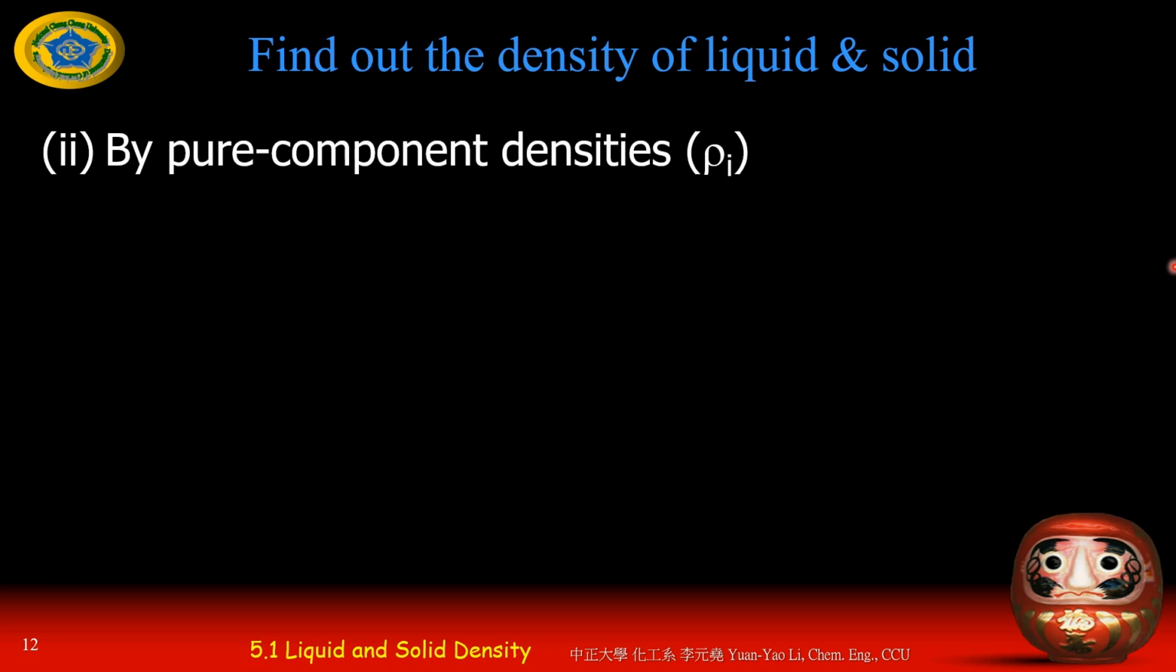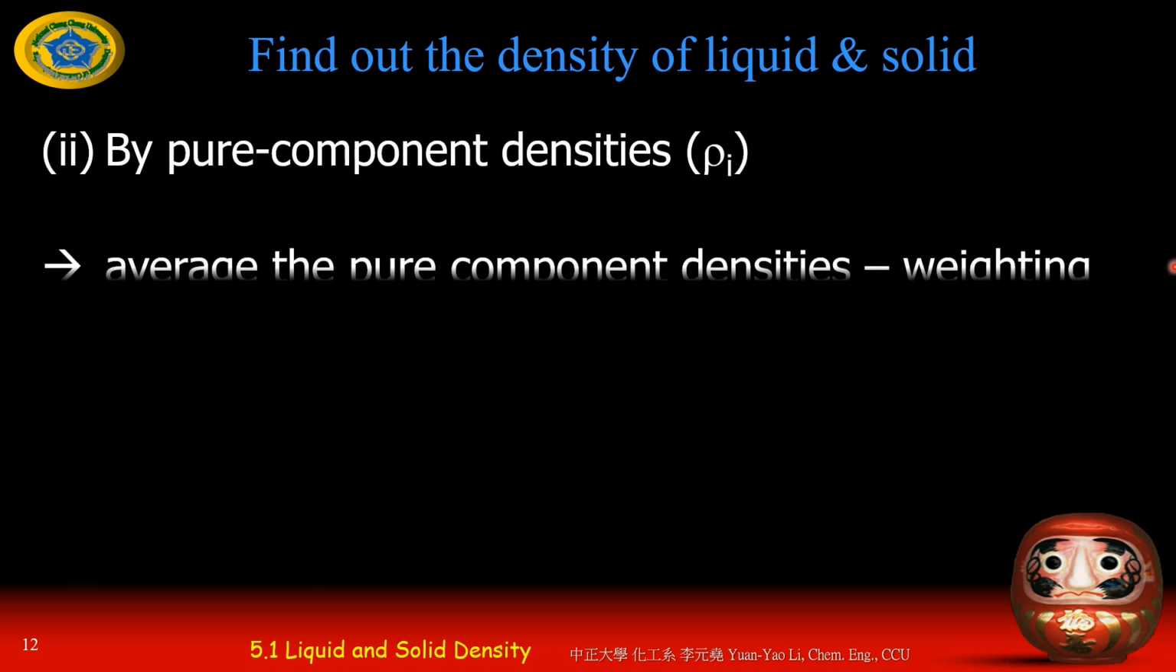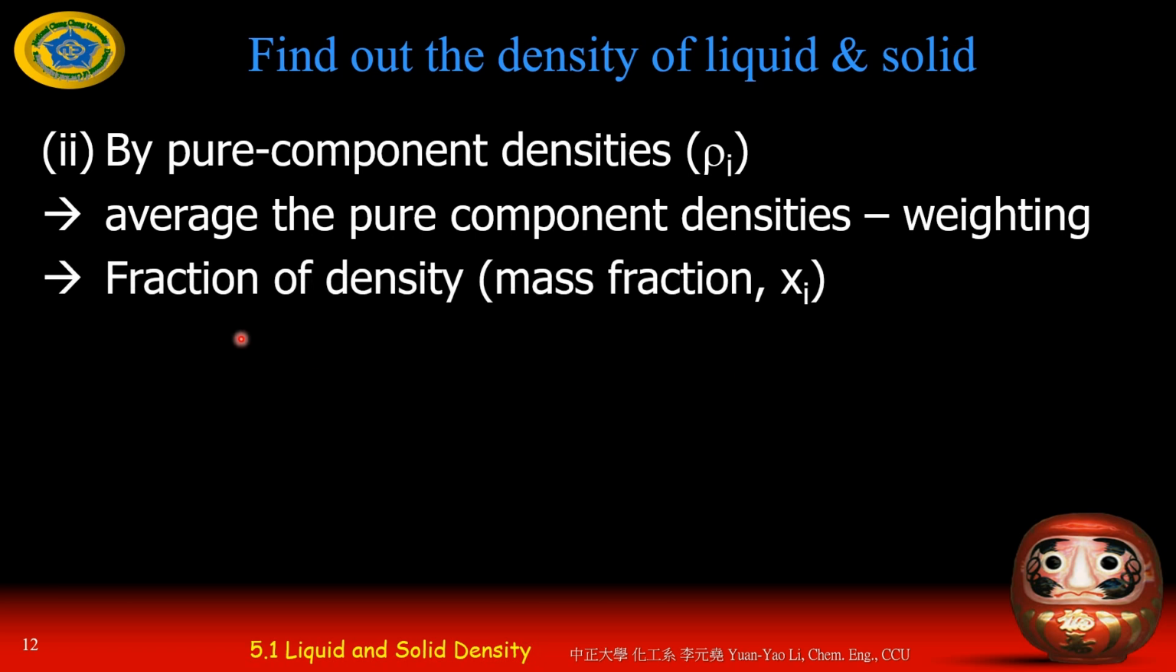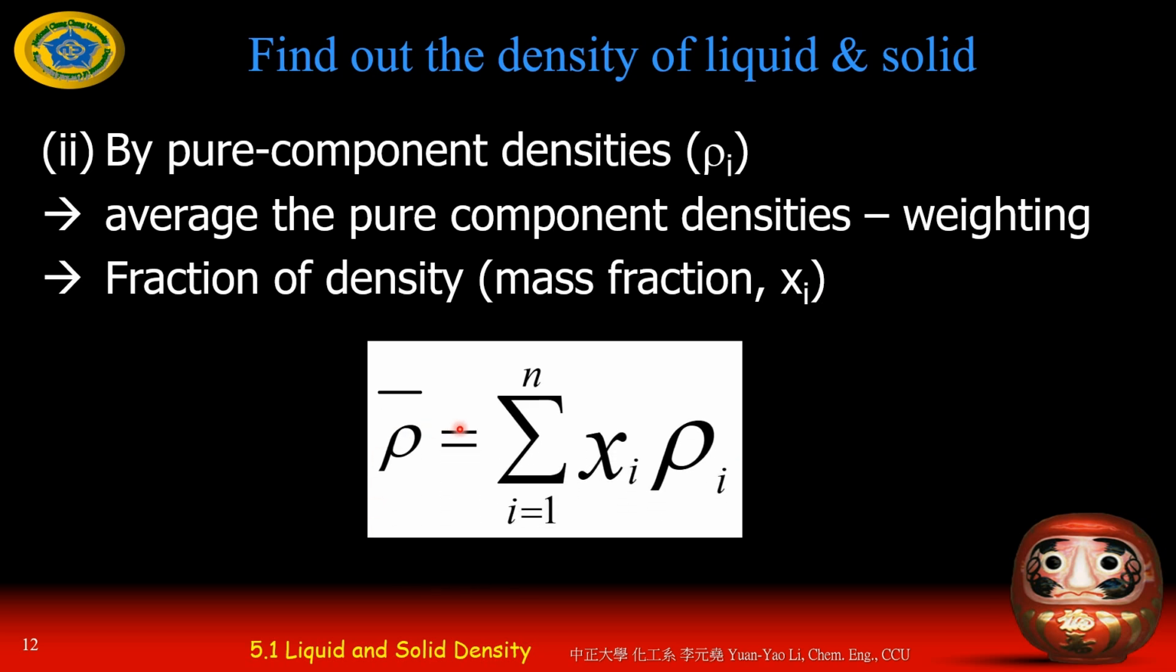But another thing, by the pure component densities, you might say, well, Professor, sometimes I don't do it in this way. I use weighting. This is a more common way to do it. What does weighting mean? You have a fraction of the density. And because you have a fraction of the mass, or mass fraction, you can use something like this: rho bar equals the summation i from 1 to n of xi times rho i. Xi is the mass fraction. So this is what we normally use. But which one is better? This is equation 5.1-2.